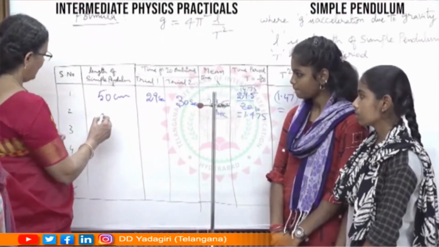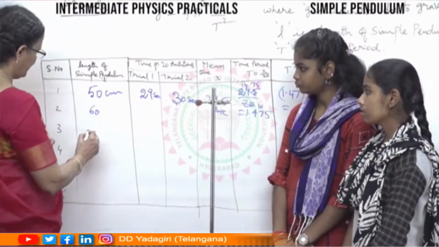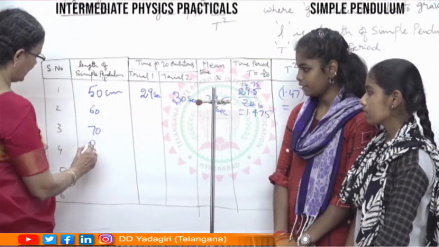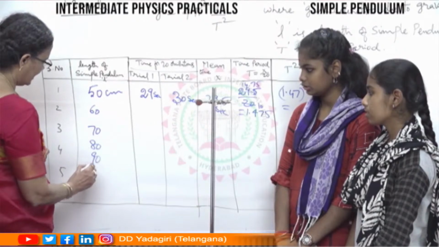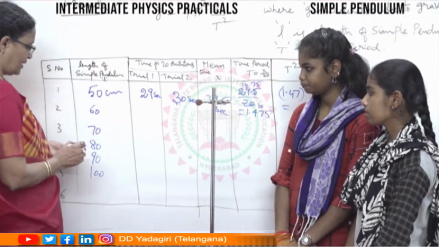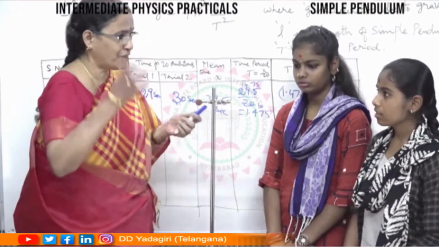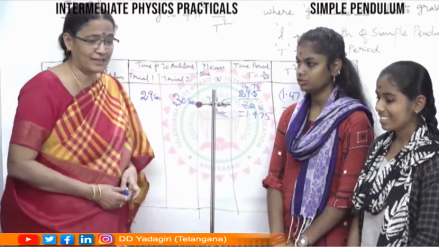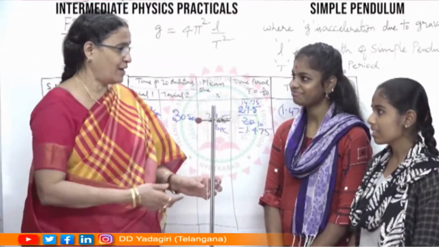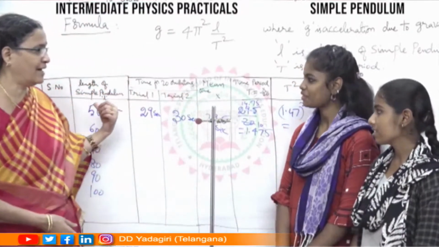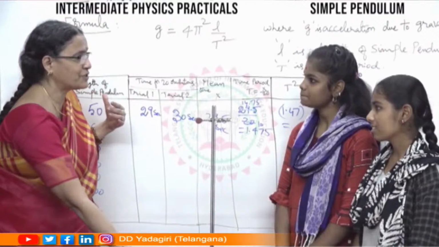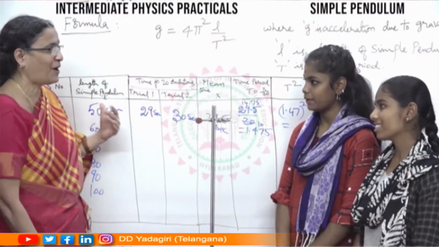So like that, we are going to do for 60, 70, 80, 90, 100. 100, this is the meter scale. How do you measure 100? Students often ask, Madam, there are only 100 centimeters. If you have to keep your length 100, how much is the total length you should take? 101. Yes. So how do you measure?